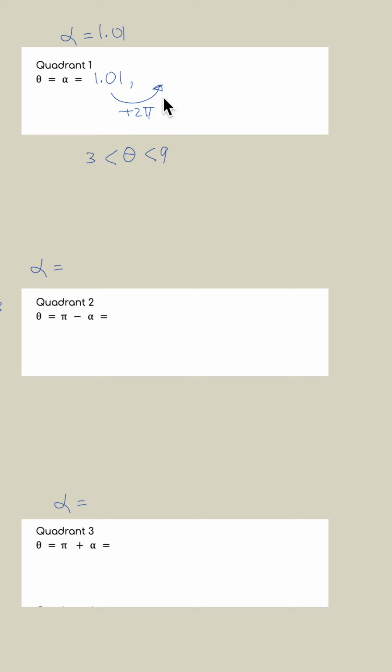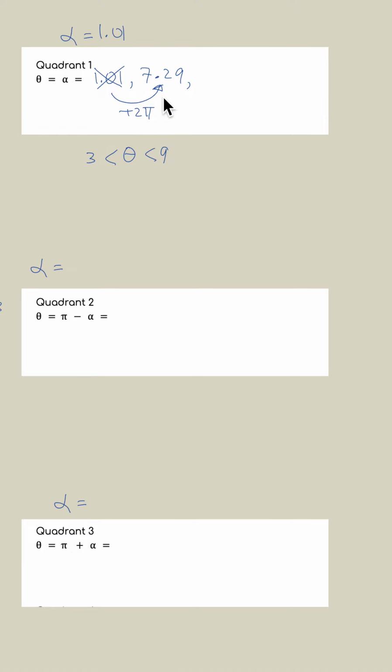So 1.01 plus 2 times pi, 7.29. Yeah. 7.29 radian. 1.01 itself is not part of the answer. Shall we add another 2 pi? No, because 2 pi is 6.28. It will be far too big. So we have only one value in quadrant 1.